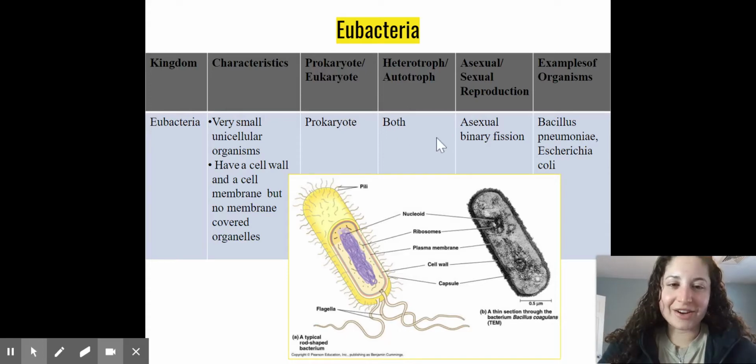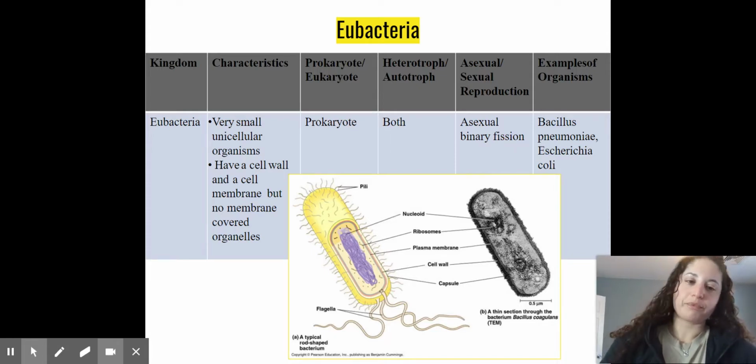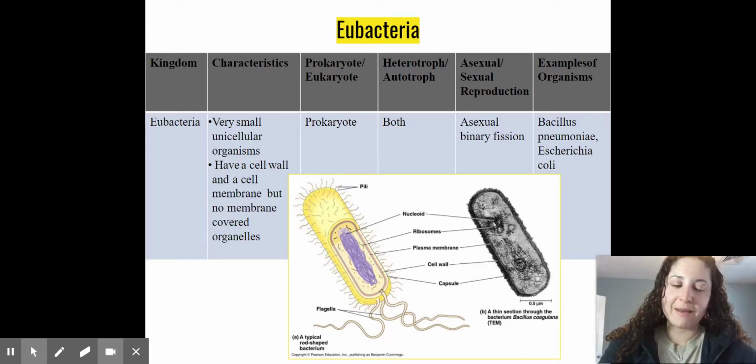They can be either a heterotroph or an autotroph, depending on the bacteria itself. They reproduce asexually using binary fission, which is very similar to mitosis. Some examples are Bacillus pneumoniae, which is the bacteria that causes a bacterial infection of the lungs, that's pneumonia, and Escherichia coli, also known as E. coli.